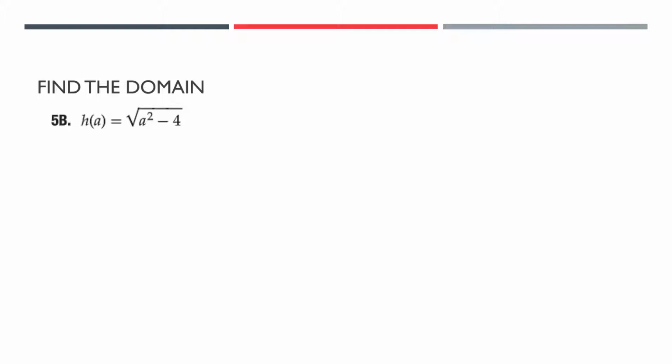Now, as we learned in the last chapter, this inside can't be negative and still be real. So this has to be greater than or equal to 0. So a squared minus 4 has to be greater than or equal to 0. So I need to find what value makes this 0 and then what makes it greater. Now, let's solve this inequality. a squared has to be greater than or equal to 4. I'm going to square root both.